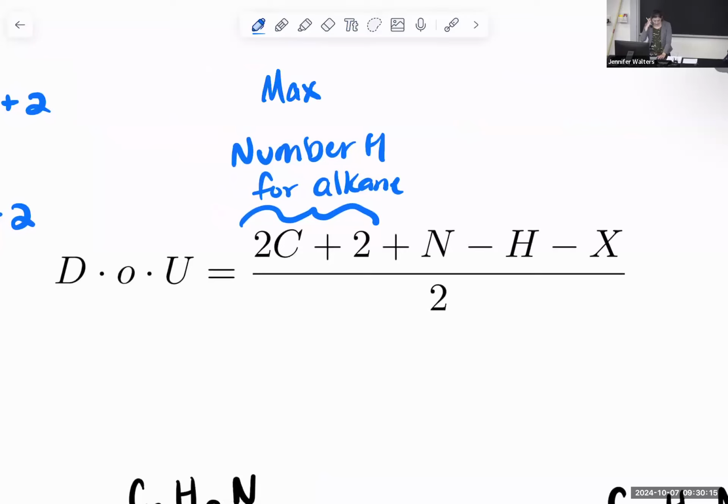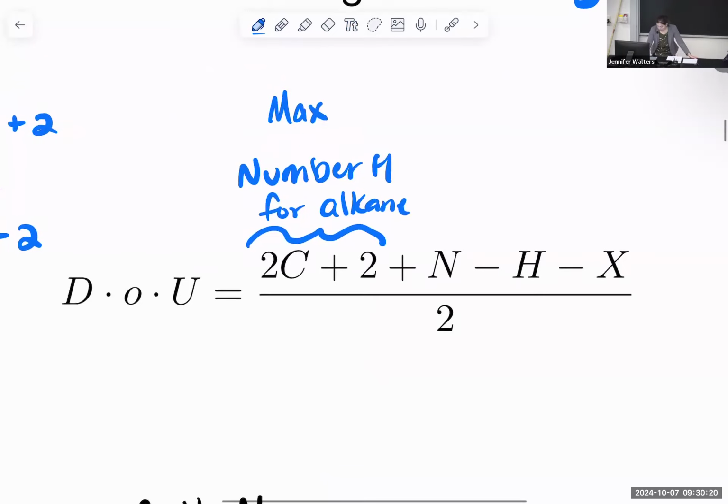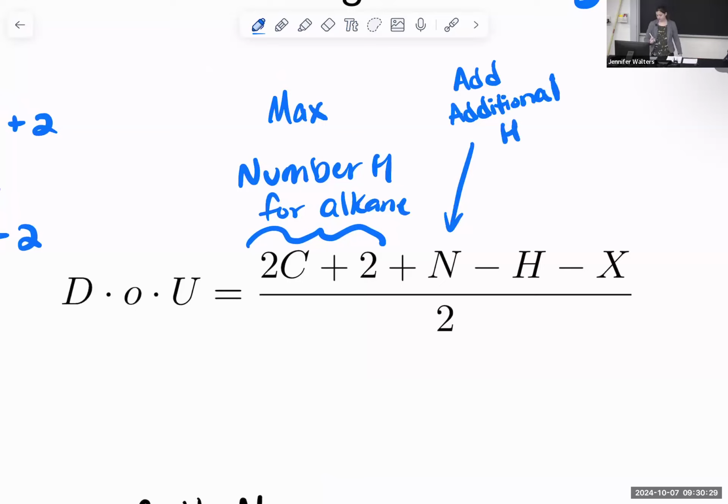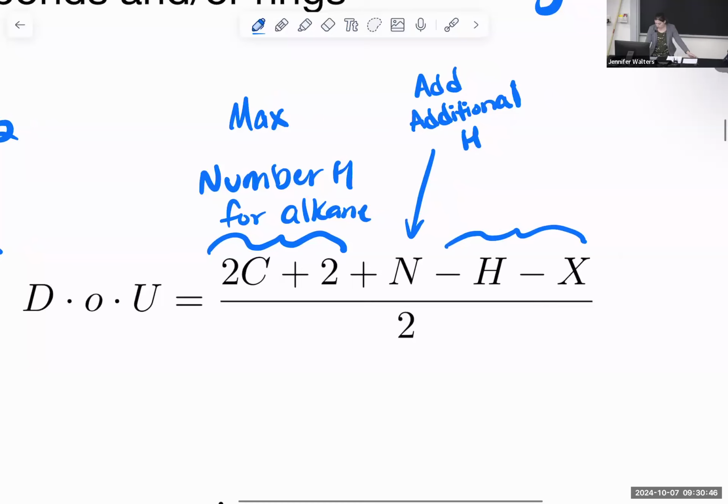Then you're going to add in however many nitrogens you have. Each nitrogen will add an additional hydrogen. So we have 2 times the number of carbons plus 2, plus the number of nitrogens, because each nitrogen adds 1 hydrogen. Then we're going to subtract the number of hydrogens or hydrogen equivalents, so our monovalent things.